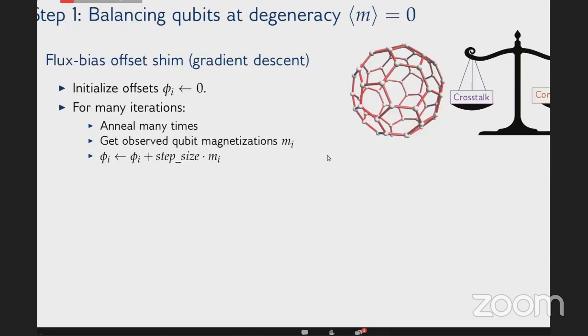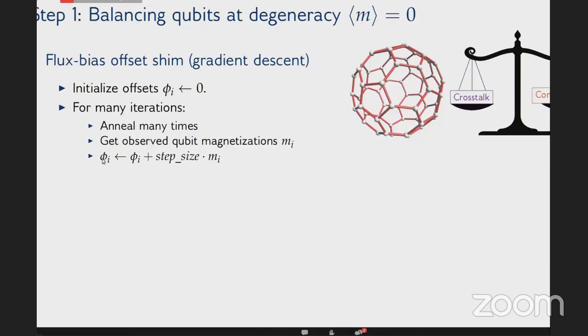So I'm just going to show an iterative method to balance the qubits. This is very simple stuff, and all we're doing is balancing out the crosstalk with a compensation. And if you Google this term flux bias offset, you'll find the documentation for the D-Wave processor if you're a user. So you initialize these offsets to be 0 by default, and then you iterate many times in a gradient descent method. So you anneal many times, and you can just average these samples that you get by spin, and you can look at the observed qubit magnetizations. You want these all to be 0, but they're not.